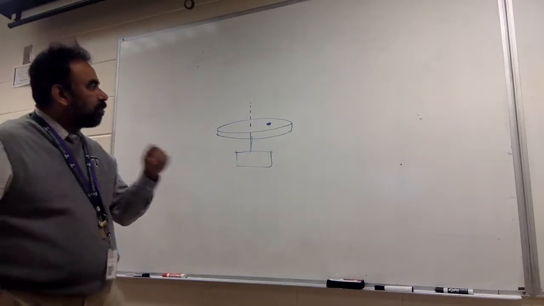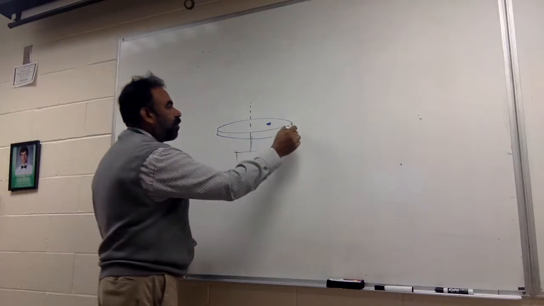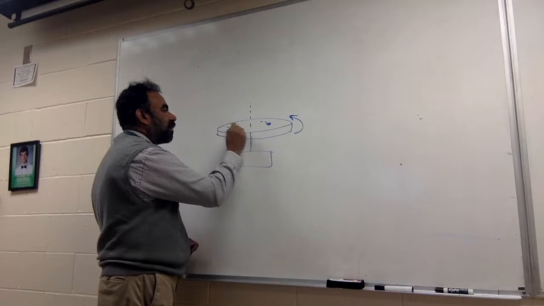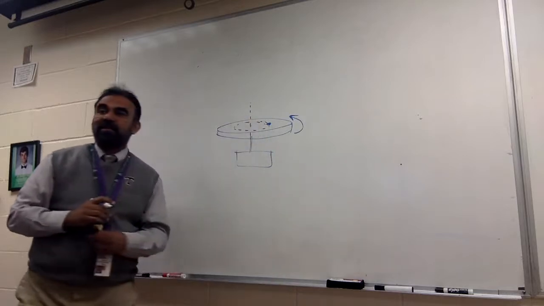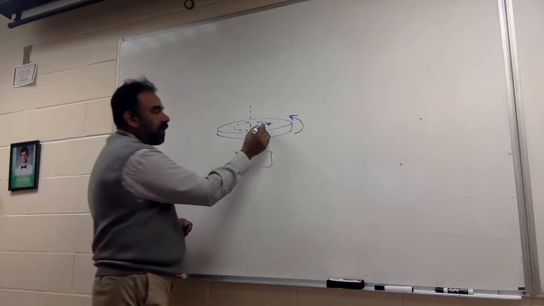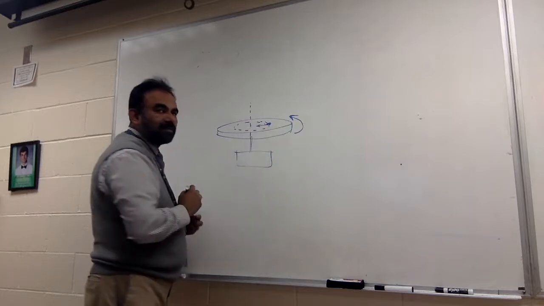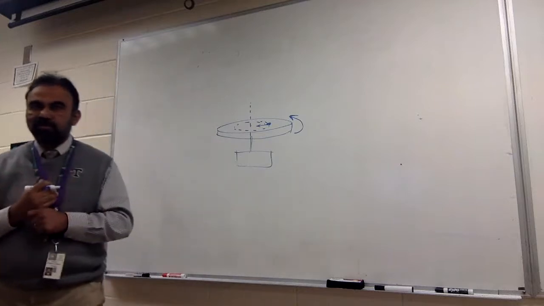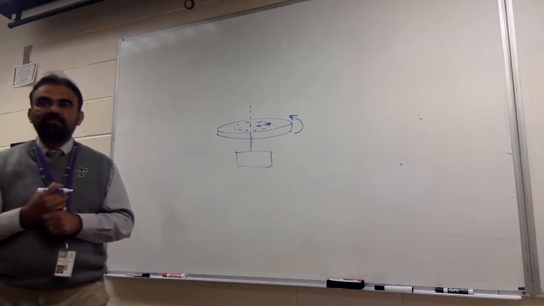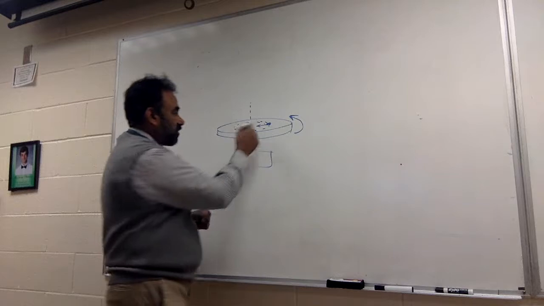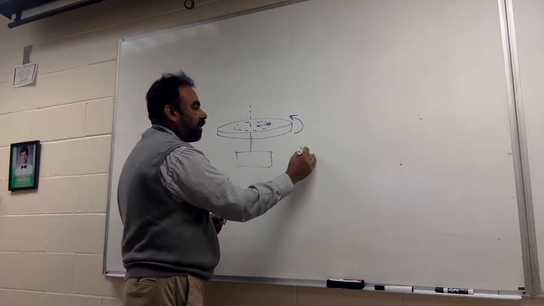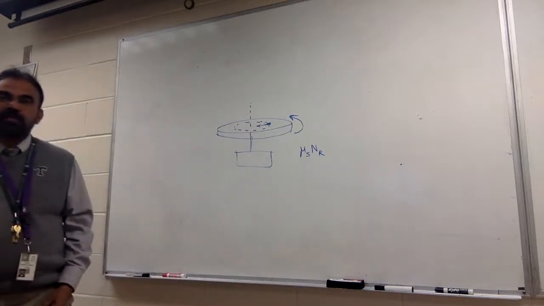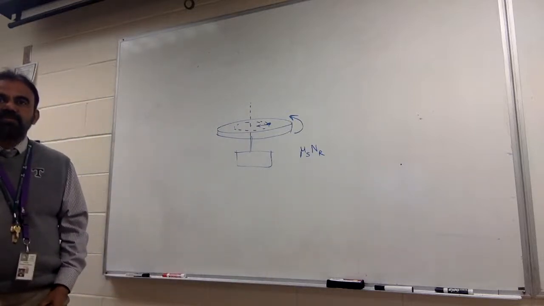So what is making this coin go in a circular path? What is keeping it there? Friction. Which way? How much is that force? Centripetal force. How much? Mu S times NR. That's right. Wait, so why is friction towards the middle? Always towards the middle. That's the centripetal force.